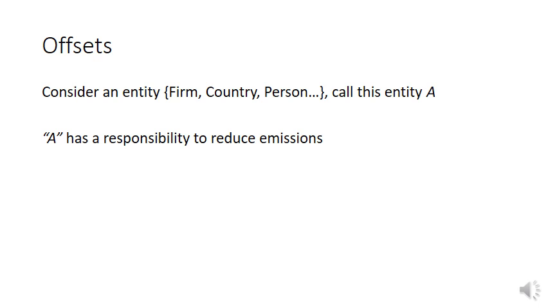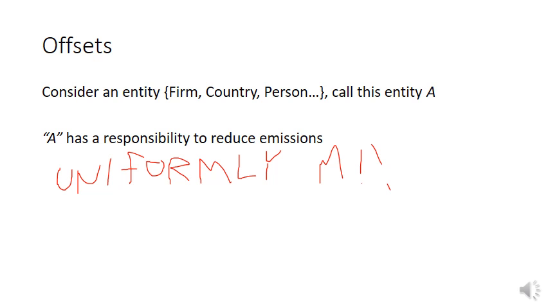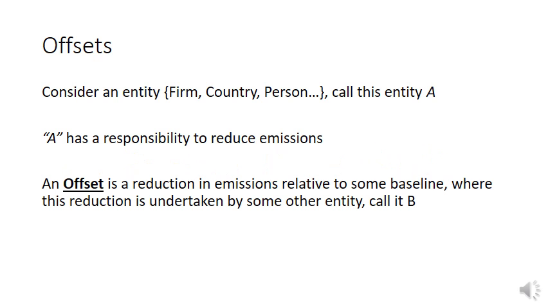Now, it's important to note that this will only work if the pollutant is uniformly mixed. Which, remember from earlier lectures, means that the damage caused does not depend on the location of the sources. So think about pollutants that don't have hotspots. So entity A can either reduce its pollution on its own, or it can do this indirect thing. And the indirect thing is an offset.